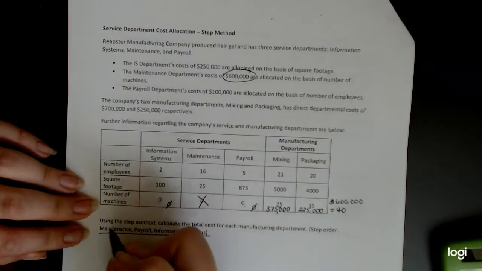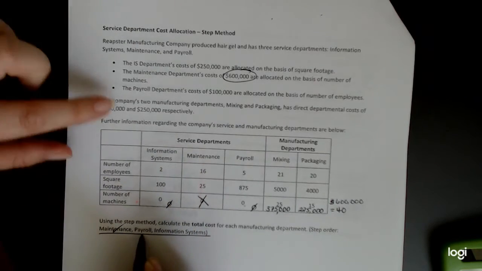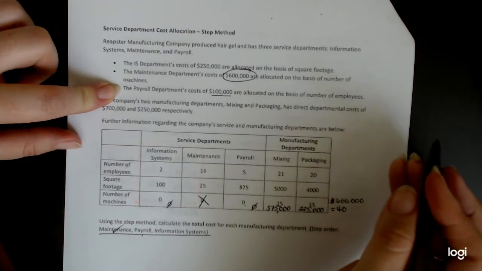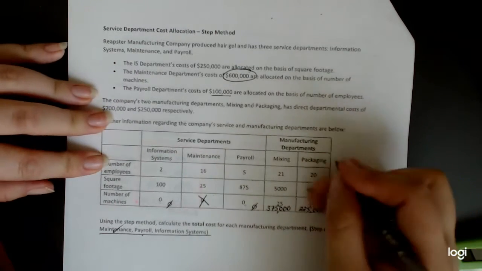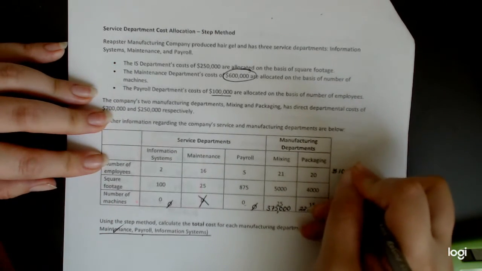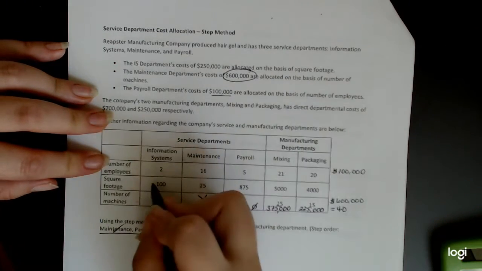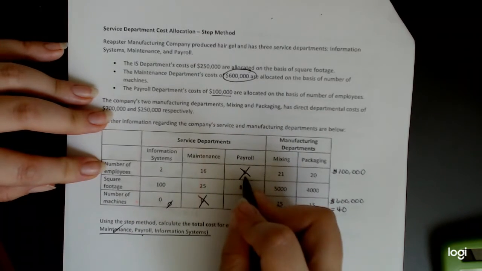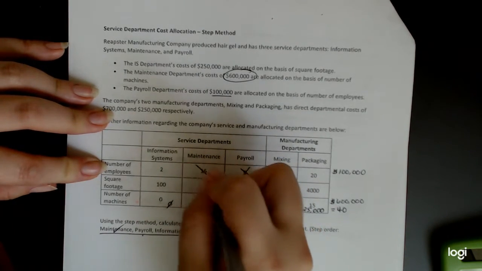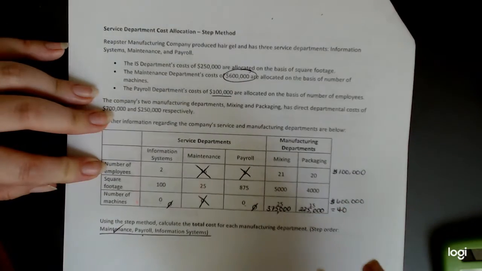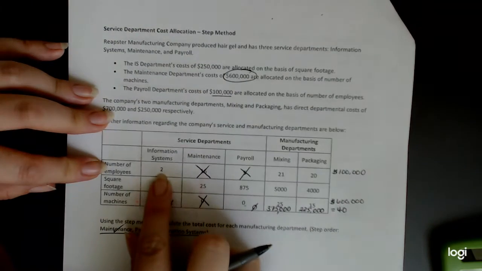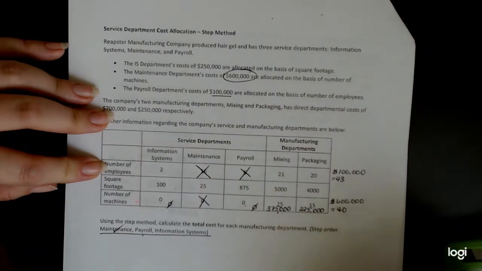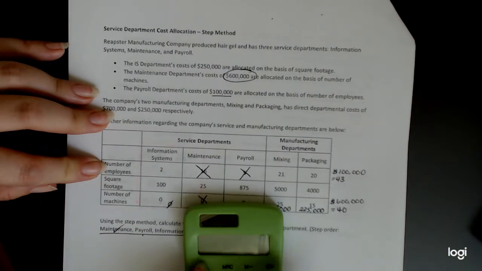Now our next one is going to be payroll. Payroll has costs of 100,000, and those are allocated on the basis of number of employees. Now remember, we cannot allocate back to our own department, so payroll can't allocate back to payroll, and also we don't want to put anything back into maintenance because that's already been allocated out. So we're left with 2, 21, and 20. So we have a total of 43 that we're allocating amongst there.